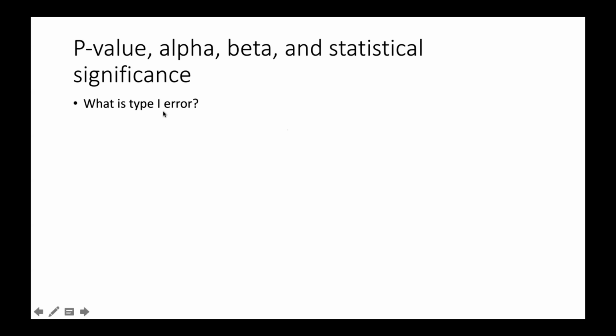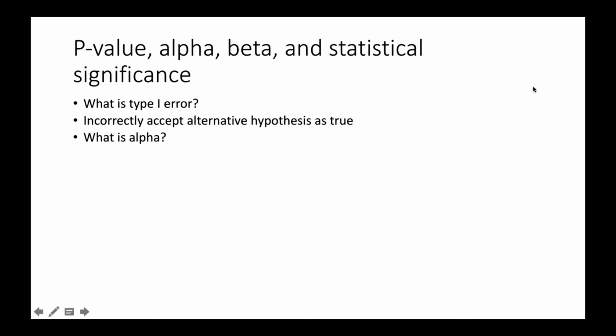Perfect. Yes, exactly. So if the p-value is 5%, then we're saying 5% of the time the difference will look like this, but it'll be because of random chance. So 5% of the time we'll think that they're different, but in reality, the difference that we see is just because of statistical chance. Right. And so type 1 error is when we incorrectly accept the alternative hypothesis is true.